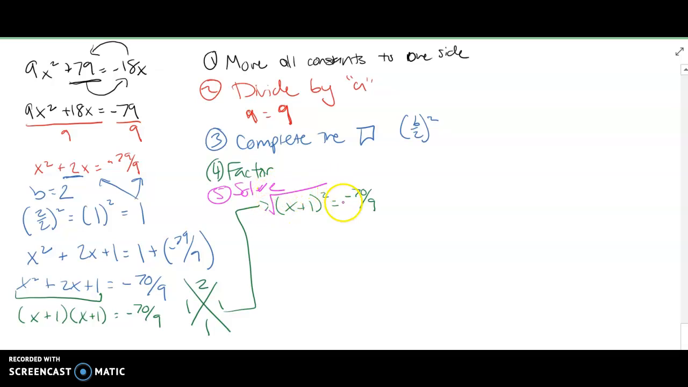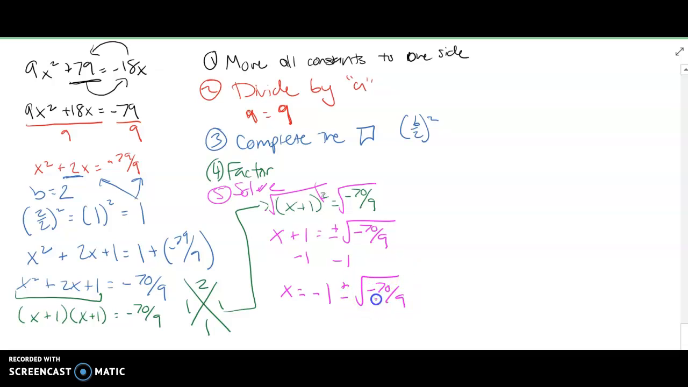Now we are on our last step, and that's to solve. We need to take the square root of both sides, and then that will cancel. So we're left with x plus 1 equals plus or minus the square root of negative 70 over 9. To get x by itself, I'm going to subtract 1 from both sides, and so I'm left with negative 1 plus or minus the square root of negative 70 over 9.